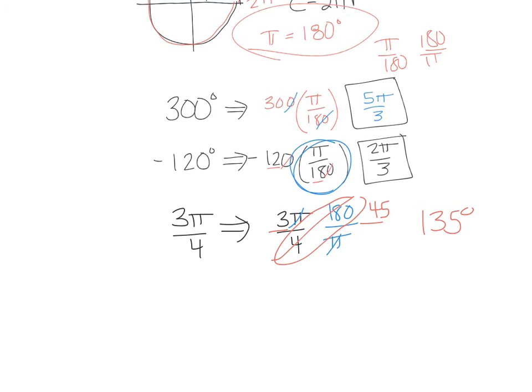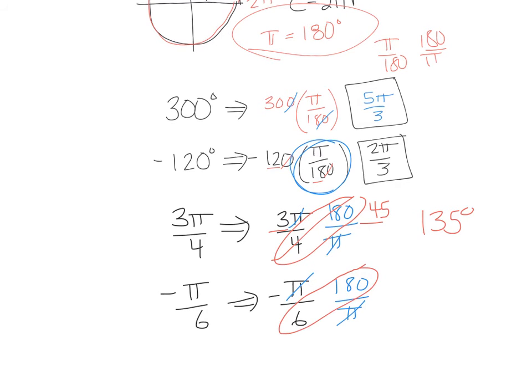So I'll do another example. If you have negative pi over 6, to convert it to degrees, what you do is you multiply it by the ratio of 180 over pi. These two cancel out. So 180 divided by 6 is 18 divided by 6 and add a 0. So that's negative 30 degrees.